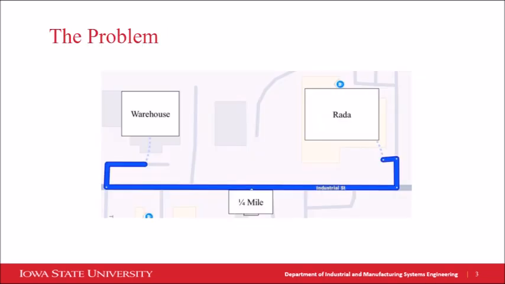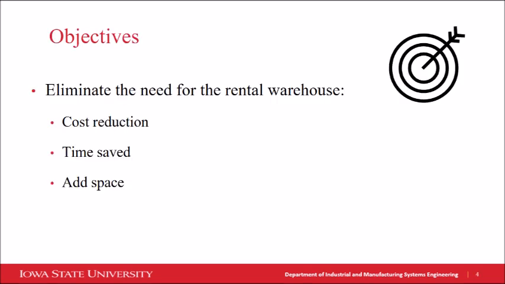When we partnered with this company, we were tasked with the problem that they have this main facility, as you can see on the right, and then they have an overflow for their production where they store in the warehouse, as you can see on the left. They're currently having to take trips back and forth between these two places, which takes up time, in addition to having to rent out the warehouse for $60,000 per year. So they tasked us with finding a solution to get rid of that warehouse and move everything into the main facility.